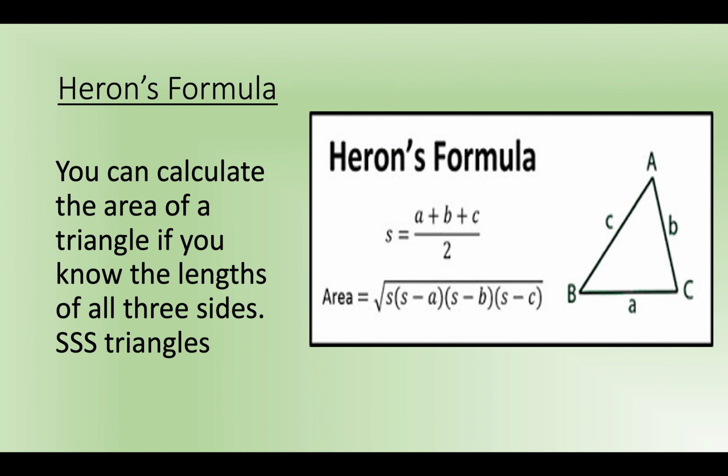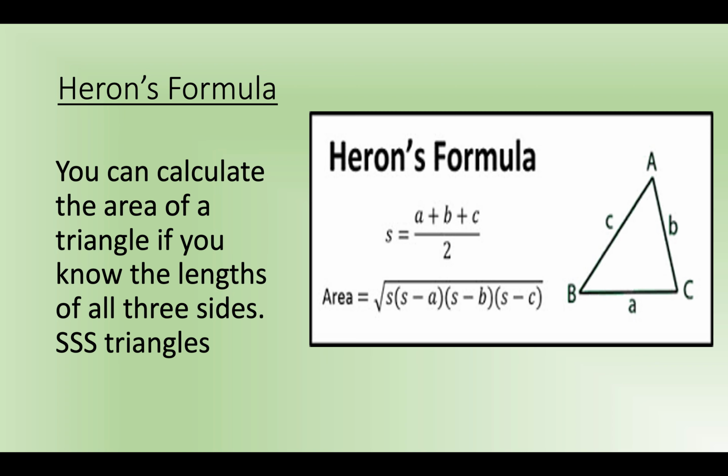And here is Heron's formula. So what it states is that you can calculate the area of a triangle if you know the lengths of all three sides. So a side, side, side triangle. The normal formula that we would use to find area is half base times height. Well, we don't have the height in every triangle that we come across.